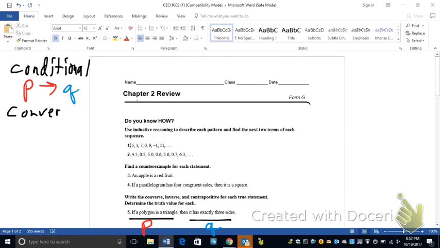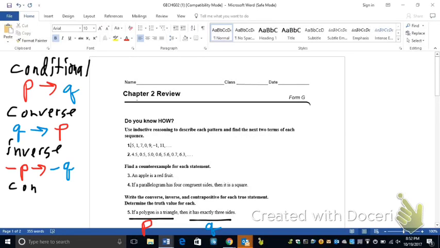The converse is what we get when we switch around the conditional and the hypothesis. So we're going to go if Q, then P. We then have the inverse. This is what happens when we take the conditional, that's the if P, then Q, the top one, and we negate it. So we say if not P, then not Q. And finally, we have our contrapositive. And there are 2 different ways to look at this. You can either say we're flipping around the inverse, or we are negating the converse. It ends up being the same thing, which is if not Q, then not P.